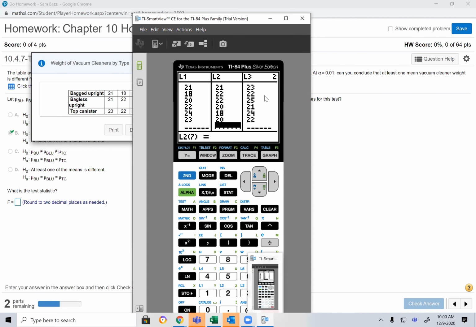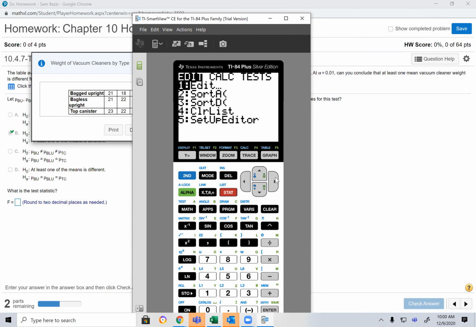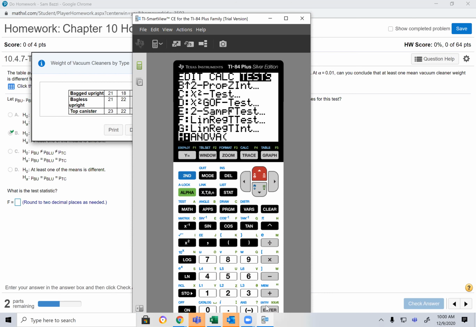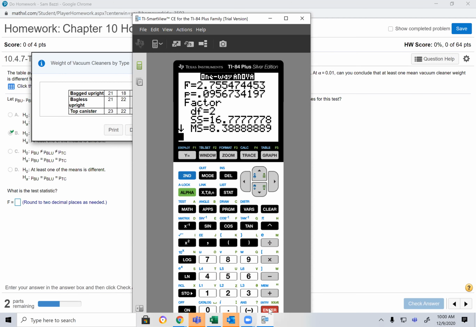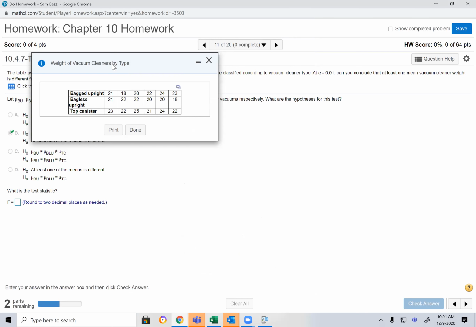All right. So here's what you do now. You go to stat, tests, scroll up. It's ANOVA. Enter the lists: second, and then number 1, comma, second, and then number 2, comma, and second and number 3, close and enter. And here's the test statistic, guys. It's 2.755. If it says round to 2 decimal places, it will be 2.76. And the p-value will be 0.0956.